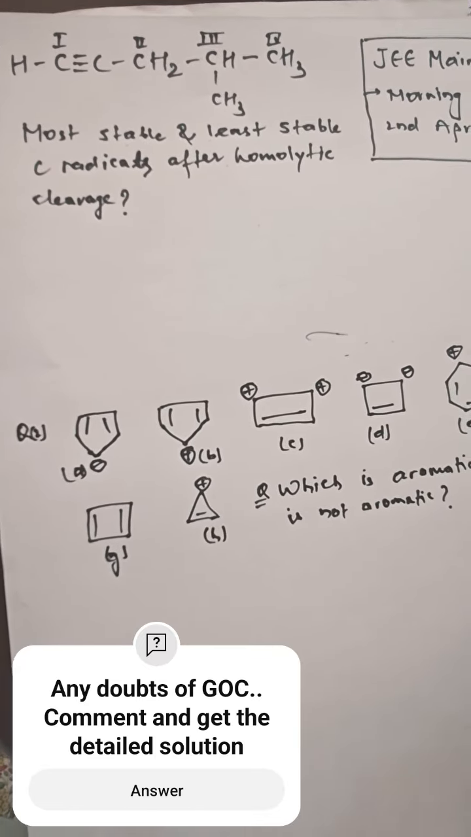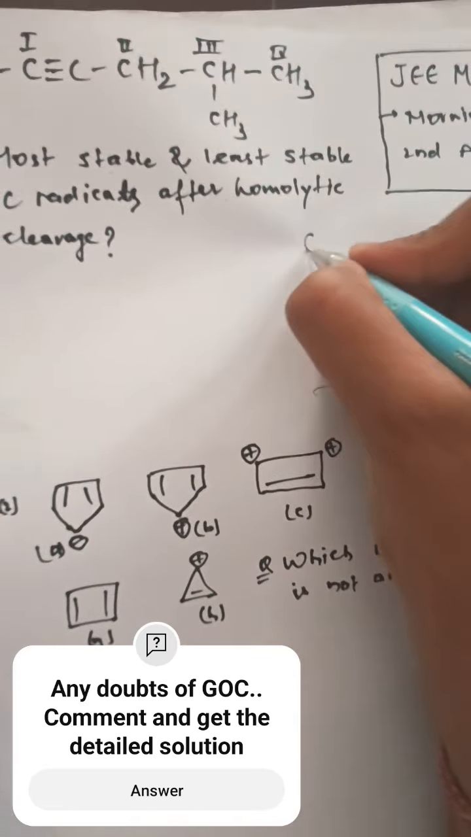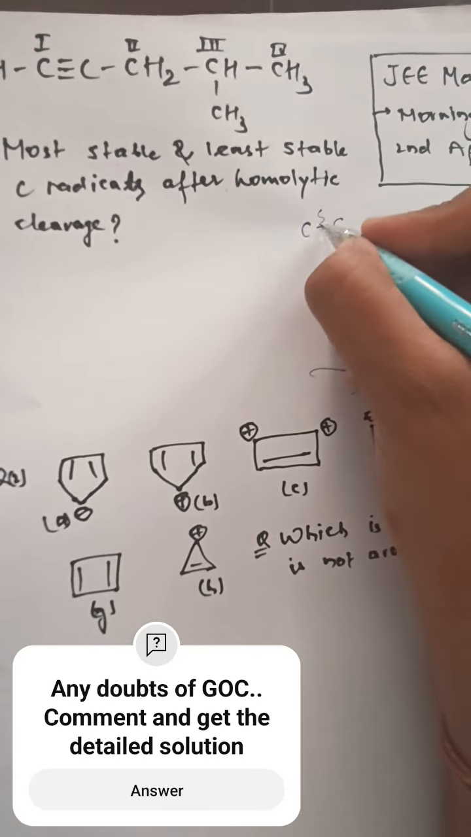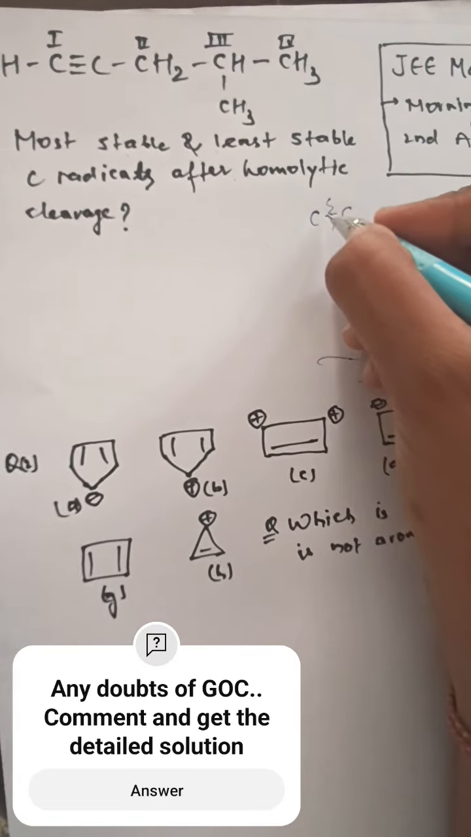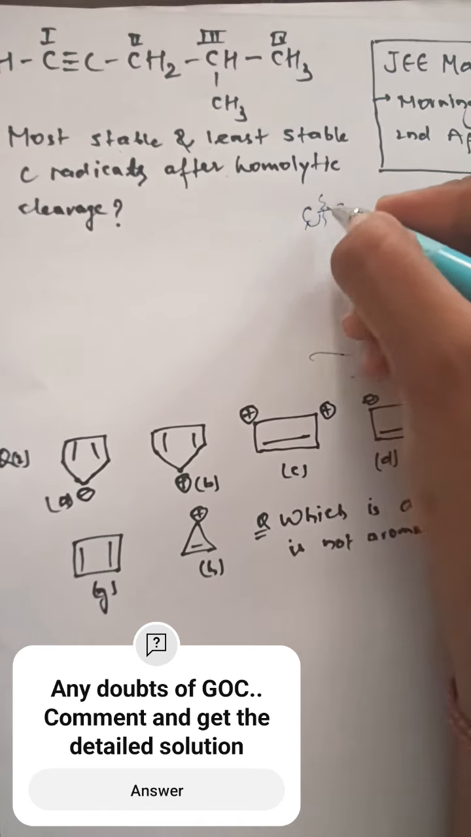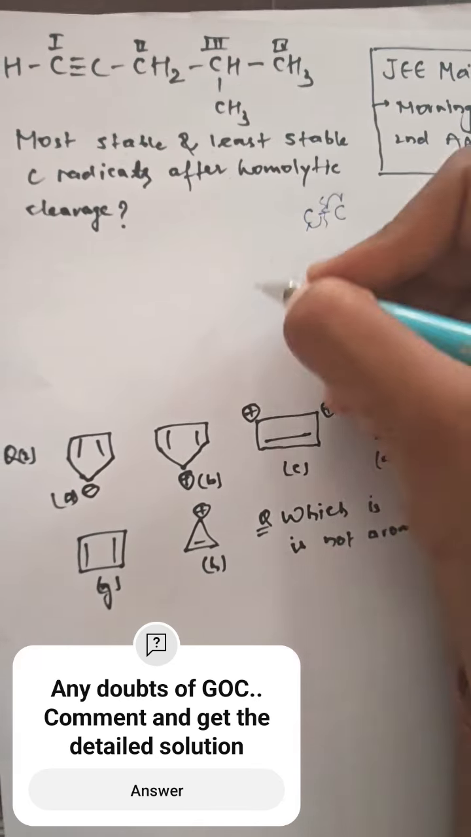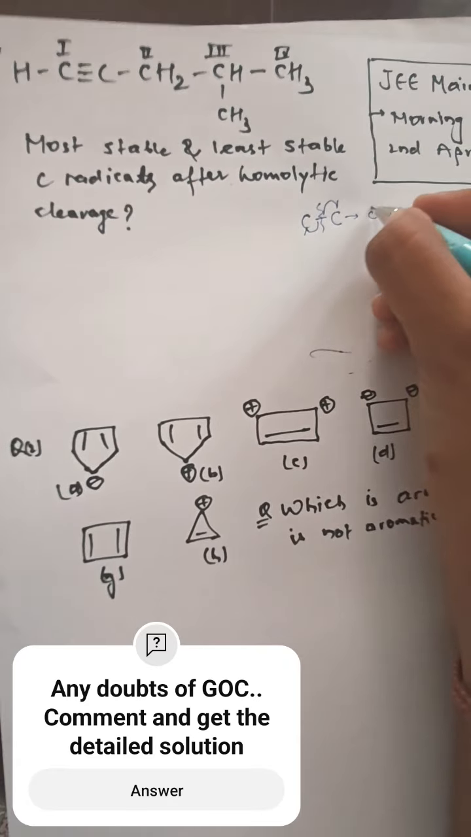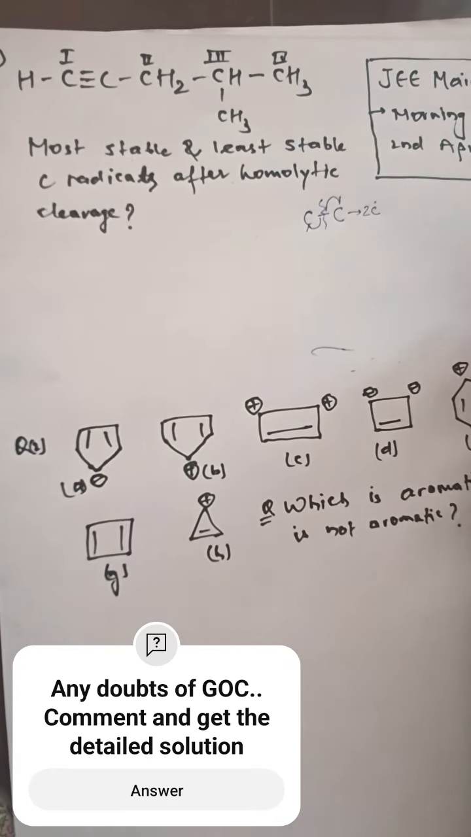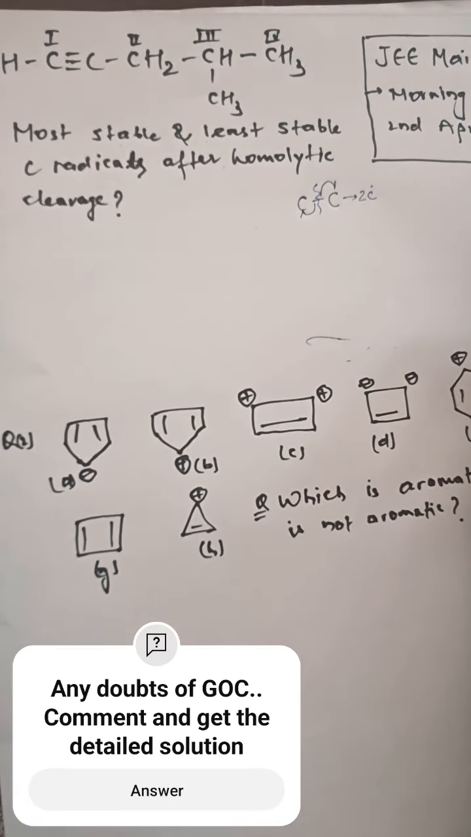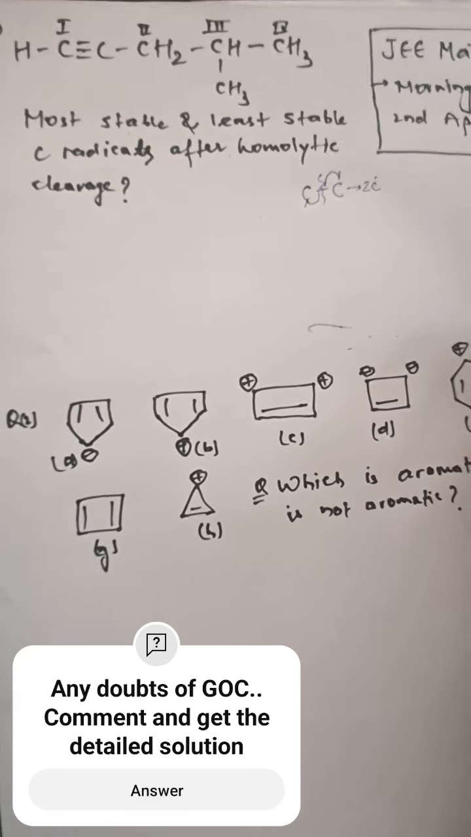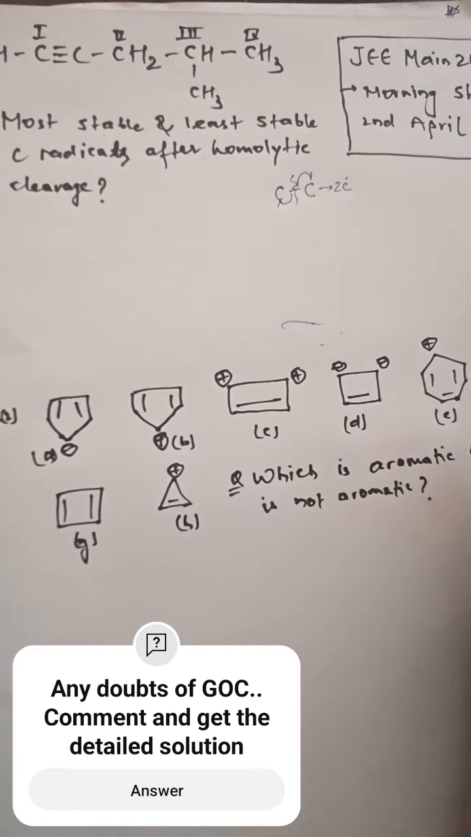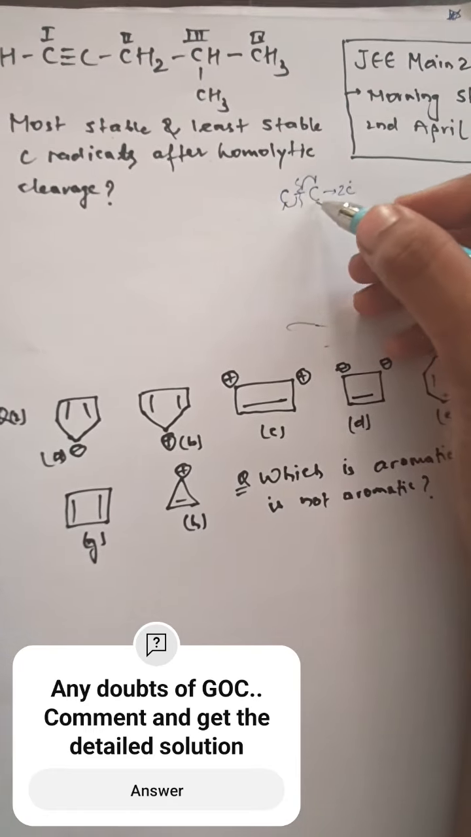That means if we have this C double bond C, and we are breaking this bond, then we should remember this thing: one electron and one electron both are shared. Like in a bond there are always two electrons, and if we break a bond by homolysis, there should always be proper sharing of electrons between the two atoms.